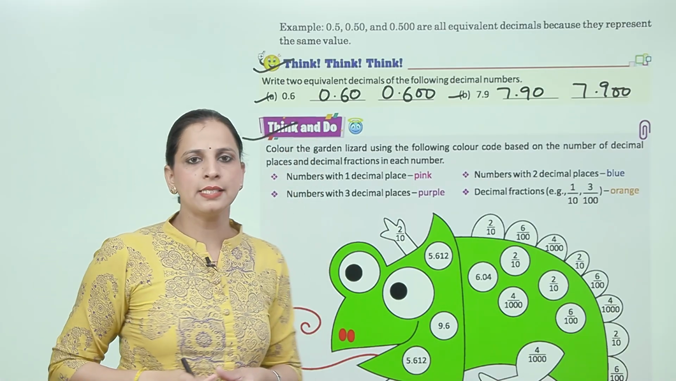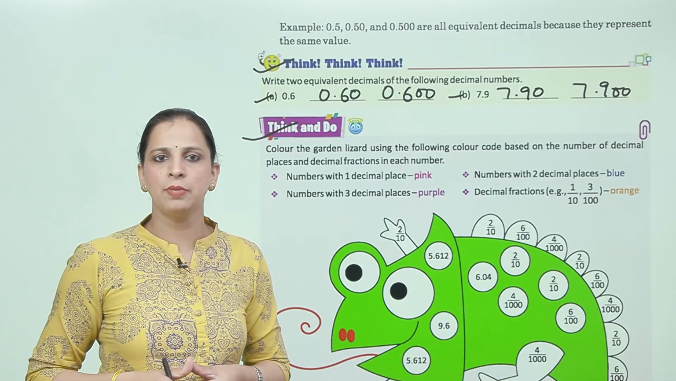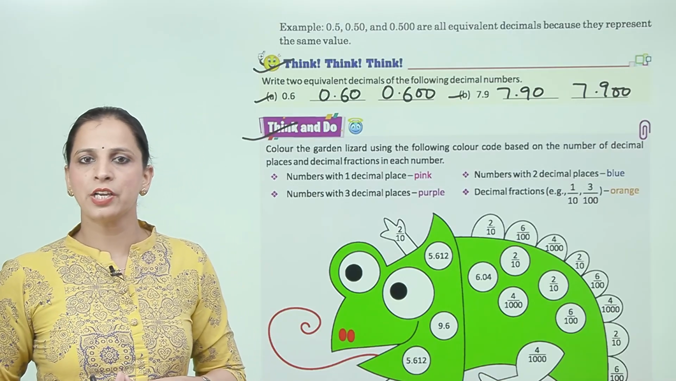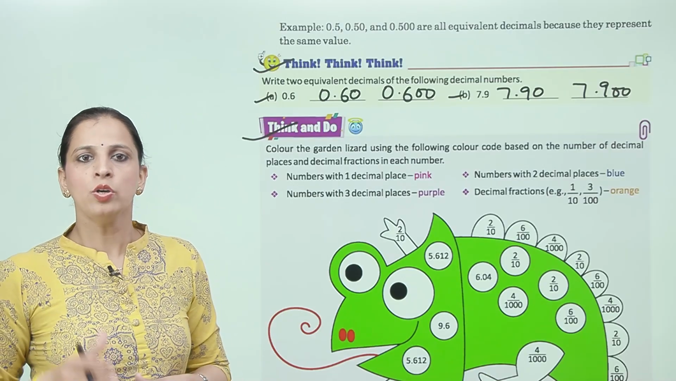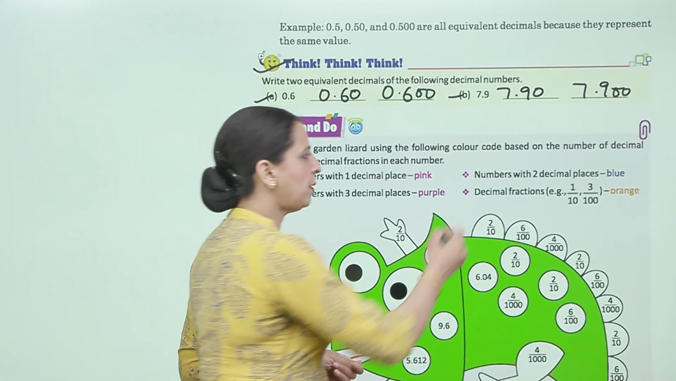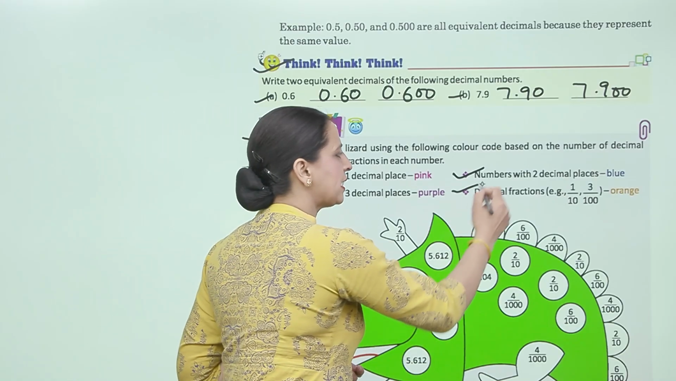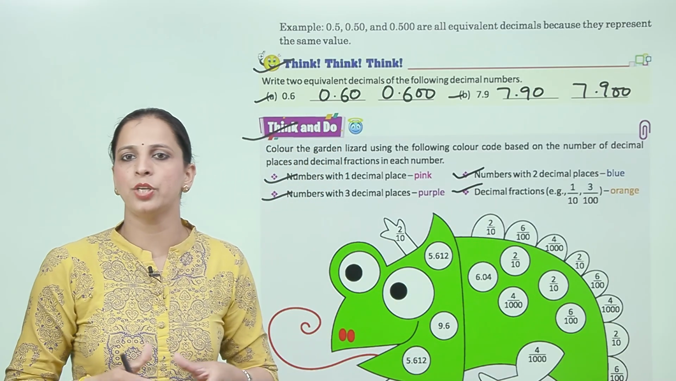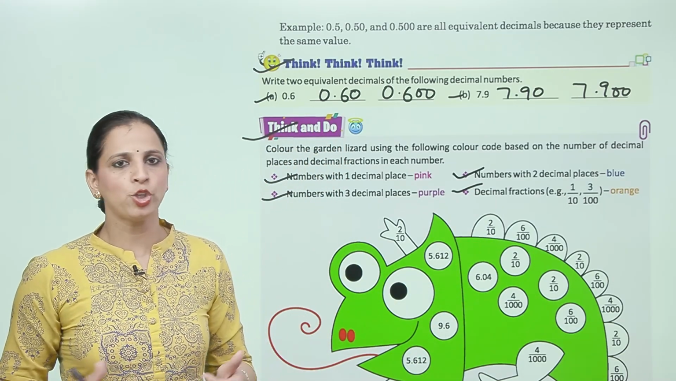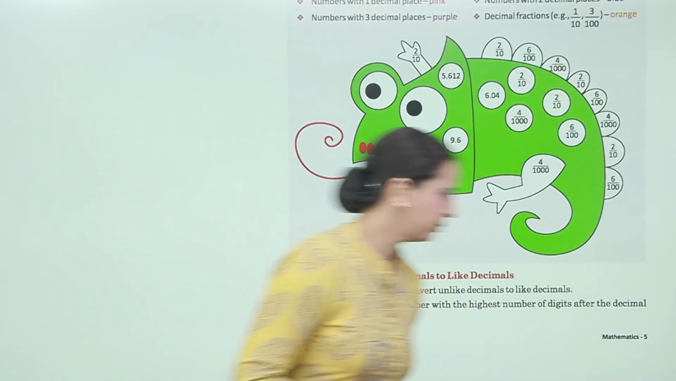Now think and do. Color the garden lizard using the following color code based on the number of decimal places and decimal fractions in each number. Number with 1 decimal place: pink. Number with 2 decimal places: blue. Number with 3 decimal places: purple. And decimal fractions, for example 1 by 10, 3 by 10: orange. So children, you will try this activity yourself and fill in the colors.